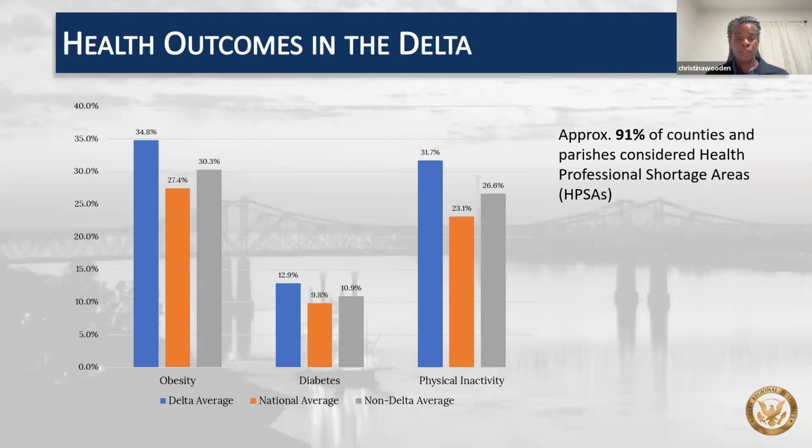This is probably no surprise to you all. If you look at the obesity, diabetes, and physical inactivity rate within our region, approximately 91%, as you see on the screen, of counties and parishes in our region are in health professional shortage areas, which is very important. You'll see in the upcoming slides.